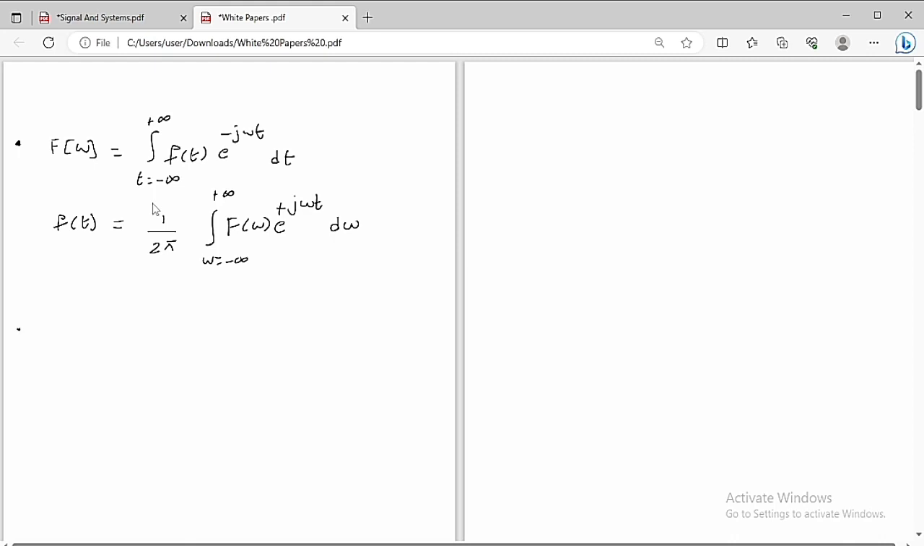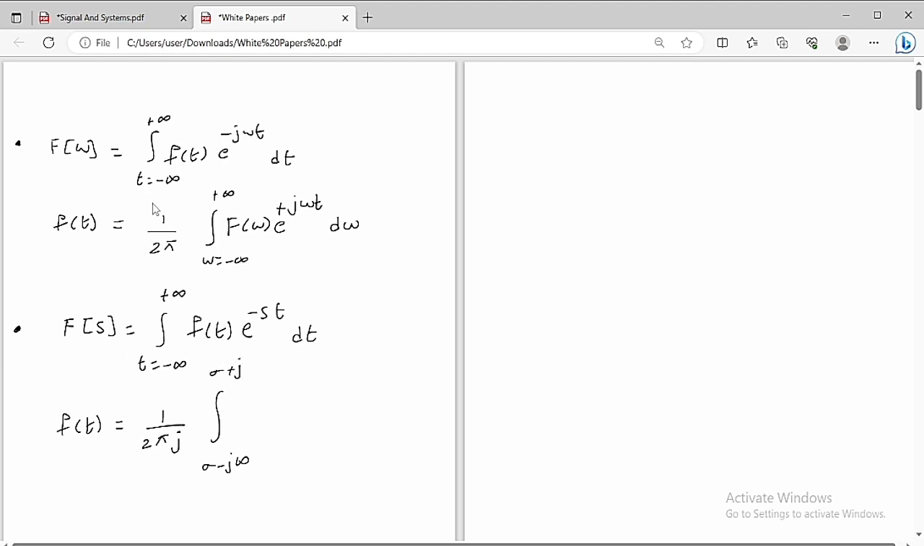Suppose you want to write the expression of the Laplace transform, I have already told you: F(s) is equal to the integration from t equal to minus infinity to plus infinity of f(t) into e to the power of minus st into dt. I have already told this expression. Suppose you want f(t) from F(s), how to get it? I have already told you, it is 2 pi j that you have to keep here, and the integral from sigma minus j infinity to sigma plus j infinity of F(s) into e to the power of st into ds. So this formula I have already told you.